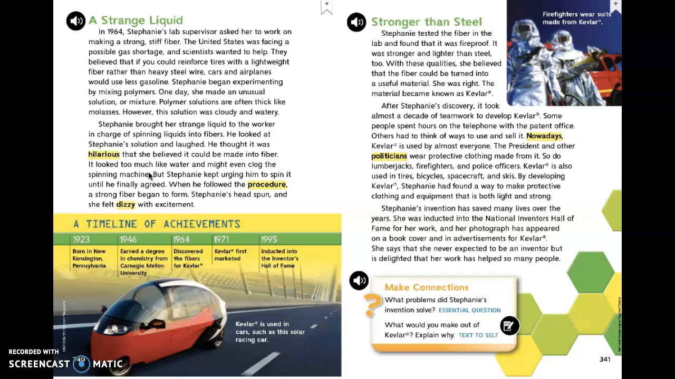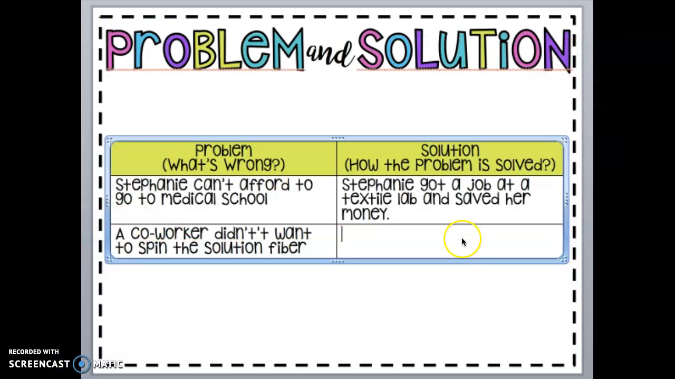Let's head back over to our chart so we can input our solution. All right, here we are. Let's put our solution in. We know that the coworker doesn't want to spin the solution into fiber, so Stephanie bugs him until he finally agrees. Stephanie convinces her coworker to do it. She's very persistent. She keeps asking him, and he's finally convinced that he will try it.